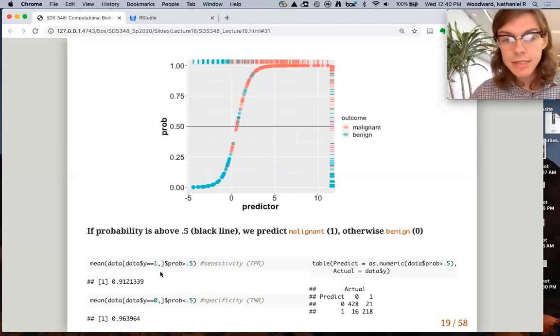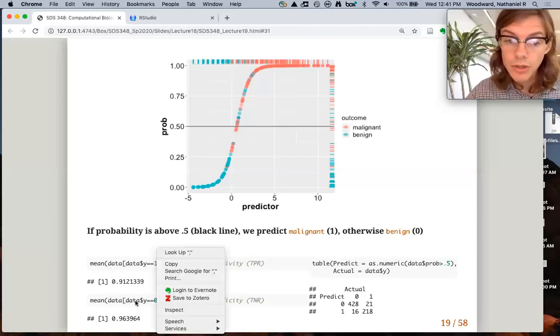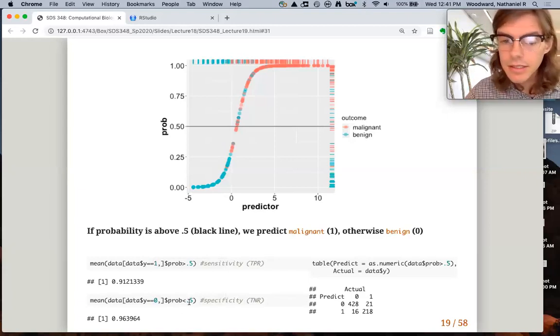And you can get the sensitivity and specificity, right? Just compute the proportion of the ones that are actually malignant that we predict are malignant. That's your sensitivity or true positive rate. And then the specificity, right? The proportion that are actually benign that we predict are benign, right? So out of all the ones where y equals 0, what proportion have a predicted probability of less than 0.5?